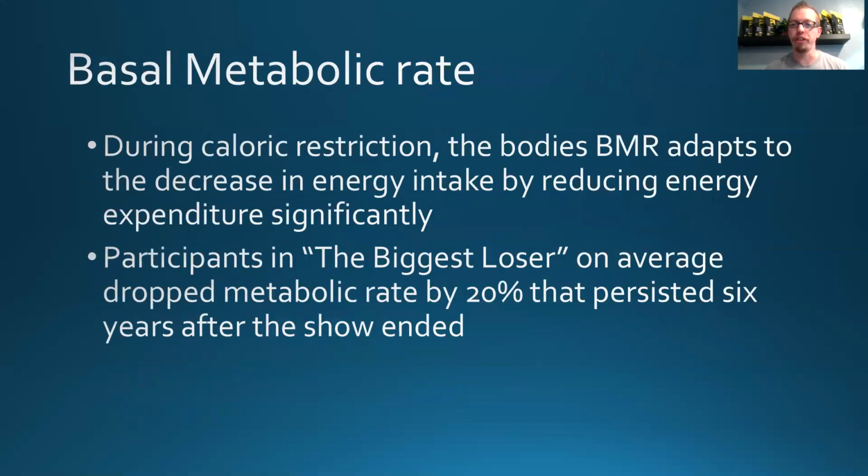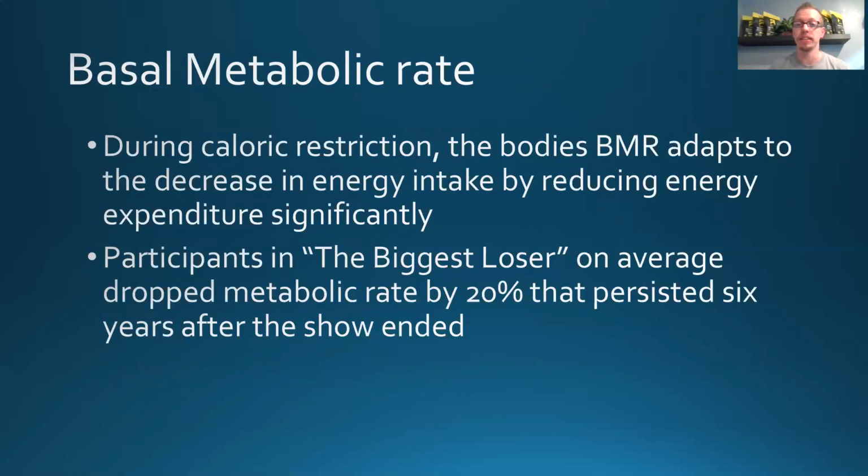So let's get into a few things. Metabolic rate, basal metabolic rate. During your caloric restriction, the body's basal metabolic rate adapts to the decrease in energy by reducing the energy expenditure. So your body's cell function, heart rate, blood flow, all these things slow down to match what you keep putting in there, right? If you're not putting enough in there, it's not going to keep burning at a high rate because you would eventually dissipate into nothing. So it's very smart in slowing everything down, matching the energy that you're putting in.